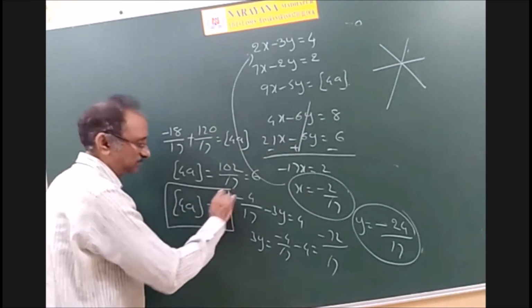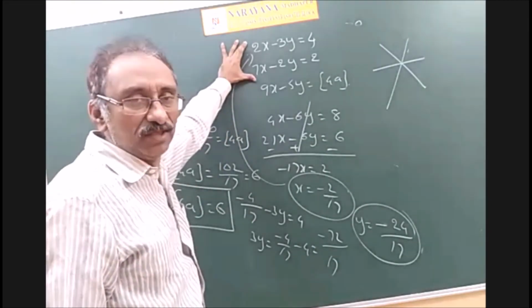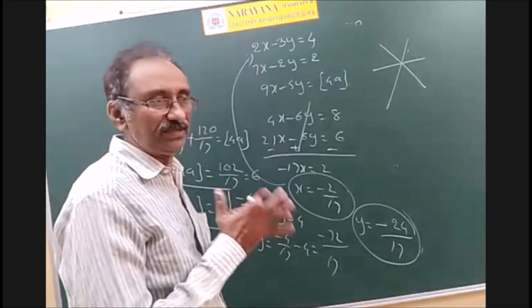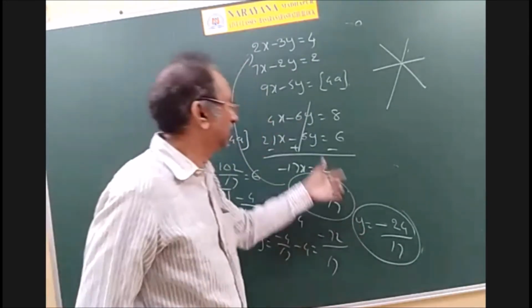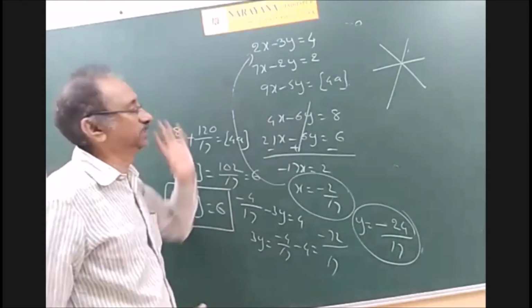We got this. So how to do this? Consider two equations. Solve those two equations. Definitely you will get a point. Because the system is consistent, this solution is also a solution of this equation. Substitute that point x and y here.